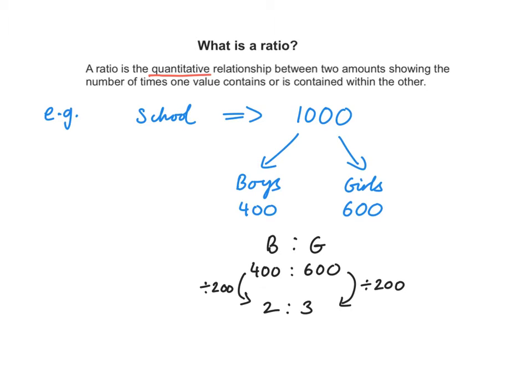Now, what does this mean here? This means that for every 2 boys in this school, there are 3 girls. So out of the 1,000 students, for every 2 boys, there are 3 girls. This is the relationship between boys and girls.